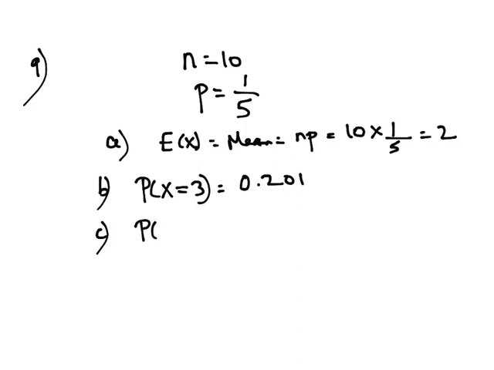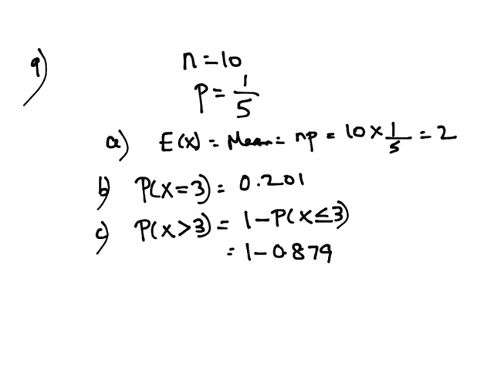And the C part is, find the probability that Joe answers more than 3 questions correctly. That means P of x more than 3, that means 3, 4, 5, 6, 7, 8, 9, 10. So the easiest way is 1 minus P of x less than or equal to 3. Now you need to go to BCD and then put x as 3. Execute. You get 1 minus 0.879 as the answer. So 0.121. Yeah. So the problem is done.